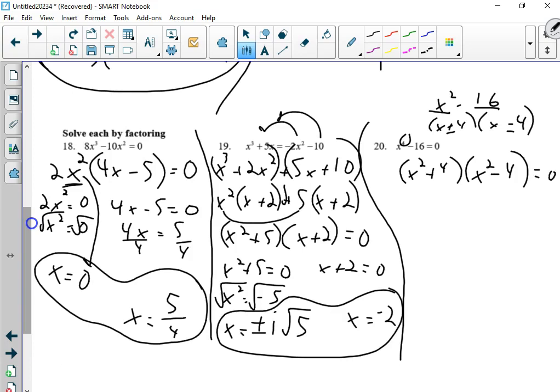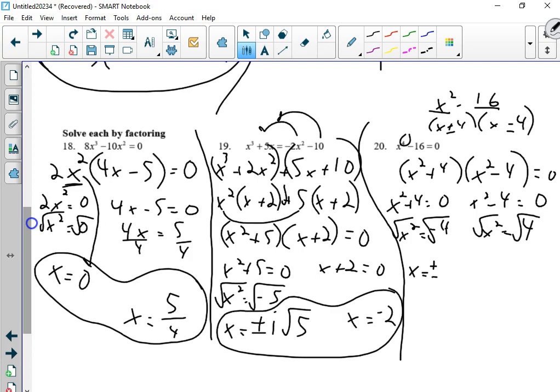Again, still equal to 0. So I'm going to do x squared plus 4 equal to 0, x squared minus 4 equal to 0. So over here I get x squared equals negative 4. And here I get x squared equals positive 4. I'm going to use the square root property all over the place. This is going to give me x equals. Remember, square root gives me plus or minus. The square root of 4 does simplify to just 2. But don't forget that negative has to come out as an i. Over here, I just simply get x equals plus or minus 2. And that is the end.